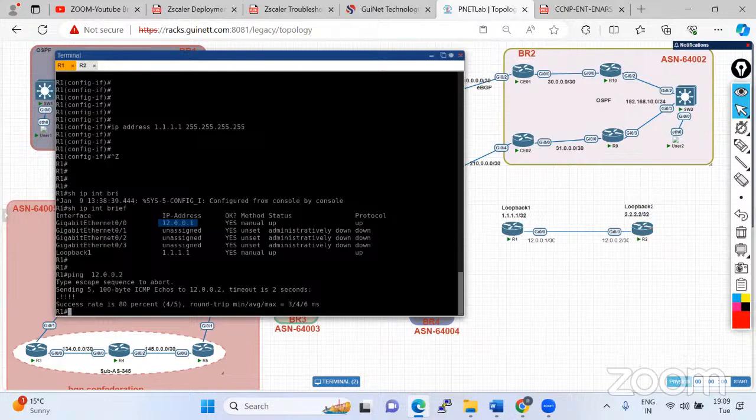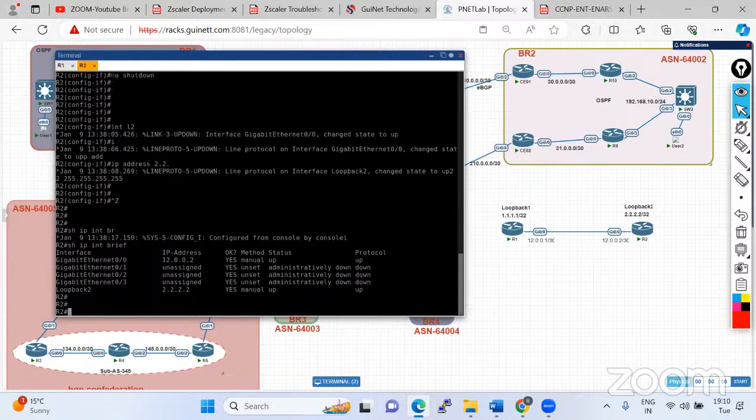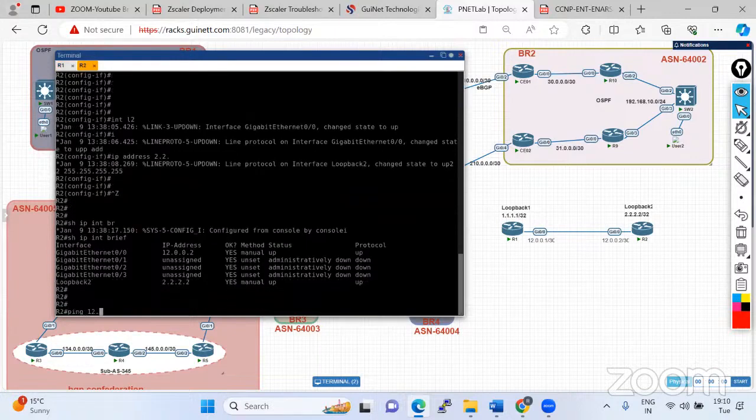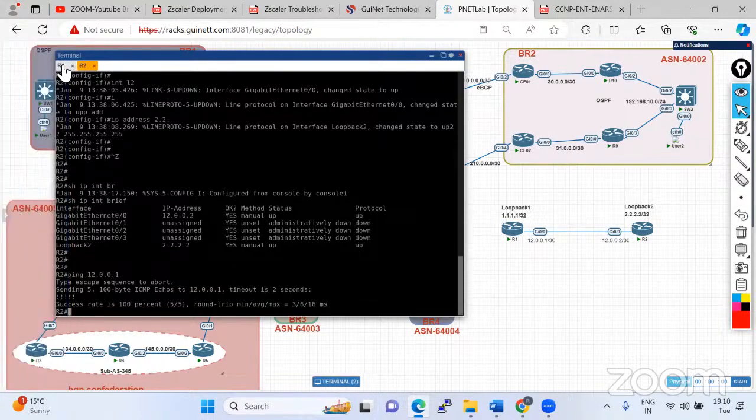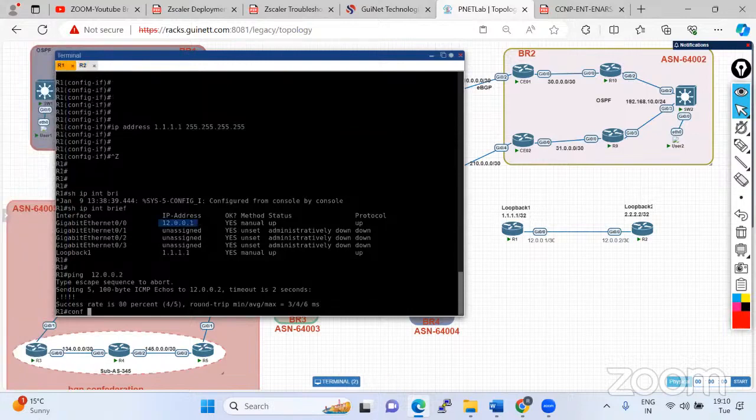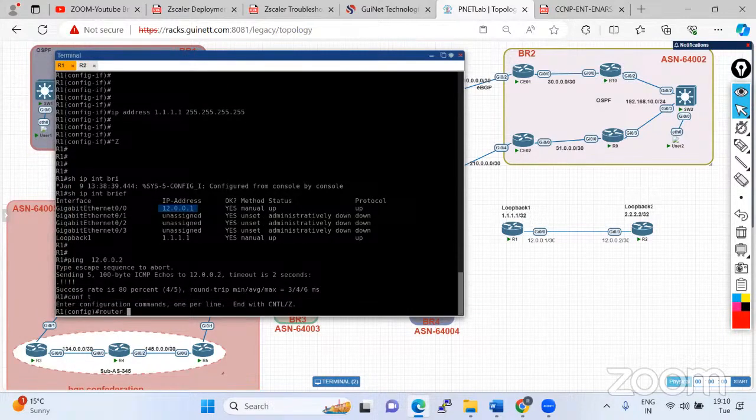We are building the eBGP. I just want to make the BGP between these directly connected interfaces. These directly connected interfaces should be reachable, which we can see they are. R1 to R2 and R2 to R1, I can reach that. Let me show you. So now I can build the BGP. If it is not reachable, I cannot build the BGP connection, right? So how is it going to happen? I can go in the configuration, router BGP, and I'll use my own AS number.